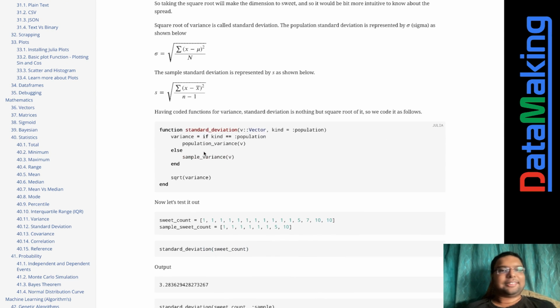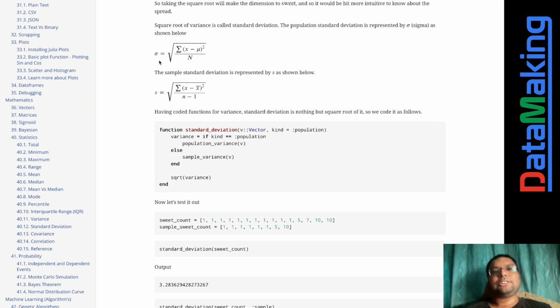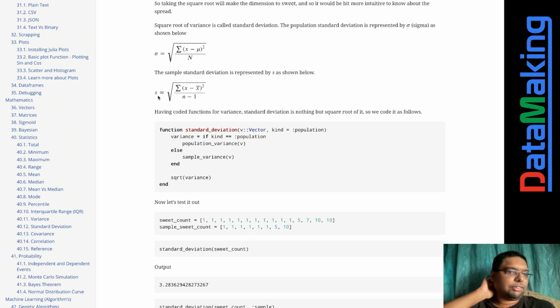That gives us standard deviation. Since there are two types of variance, population variance and sample variance, we have two types of standard deviations. One is for population, denoted by, what is this Greek letter, I forgot, it is called lowercase sigma. And the sample standard deviation we denote by S.